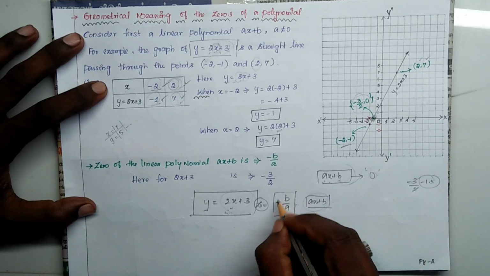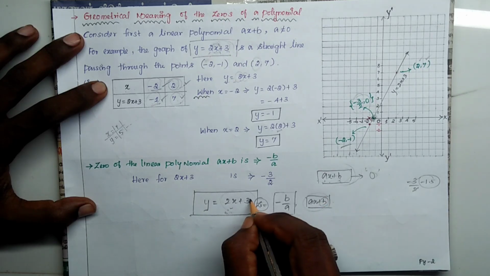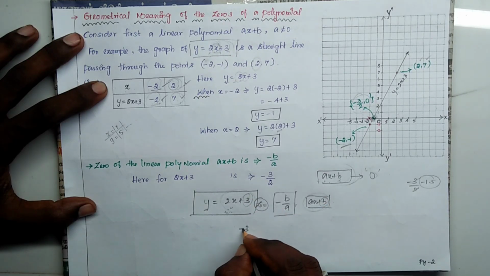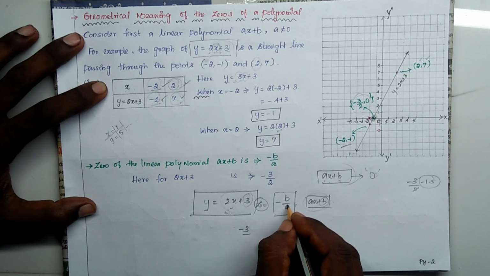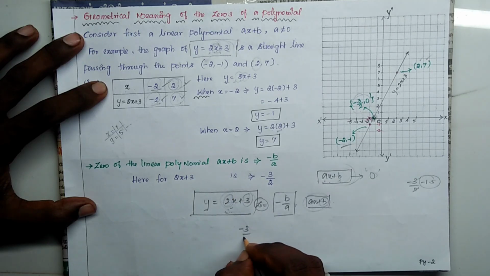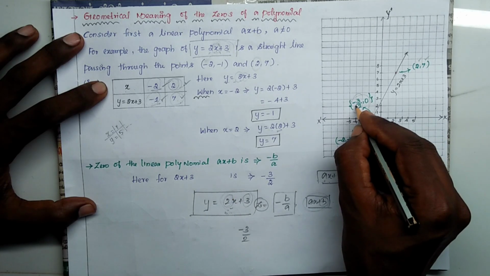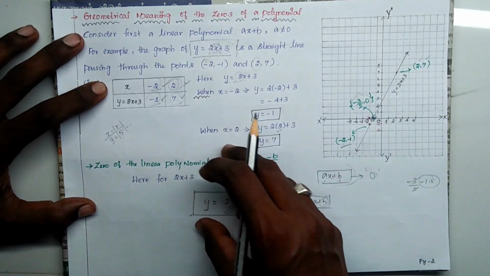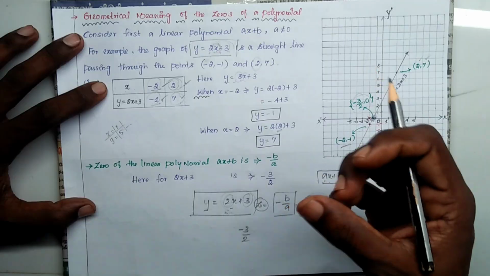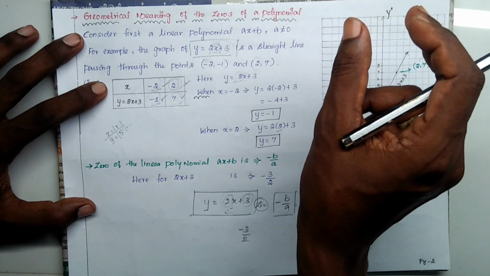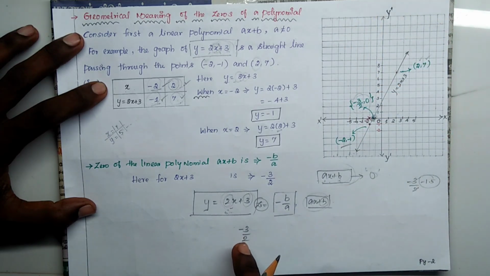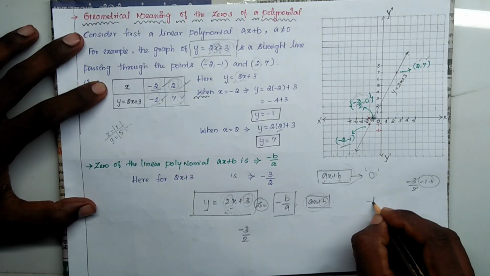To find the zero of the polynomial, in the place of b we have 3, so minus b, we substitute this 3, and a is 2. So minus of 3/2. See here, minus of 3/2. So that is what they are directly telling. From the graph we extract that for any straight line, that is a linear equation, the zero of the polynomial is nothing but minus of b by a.